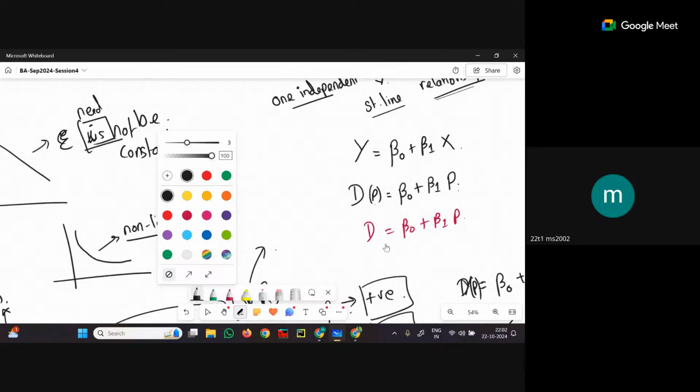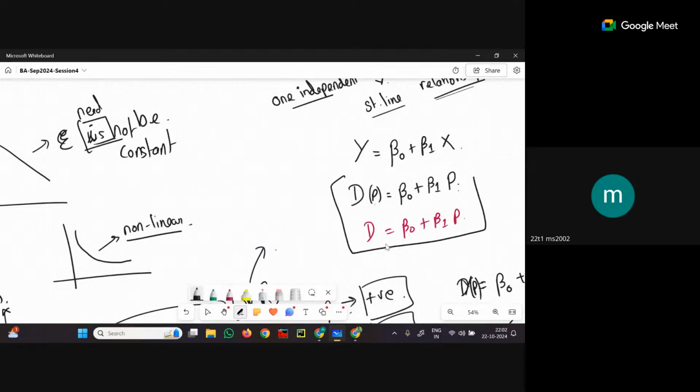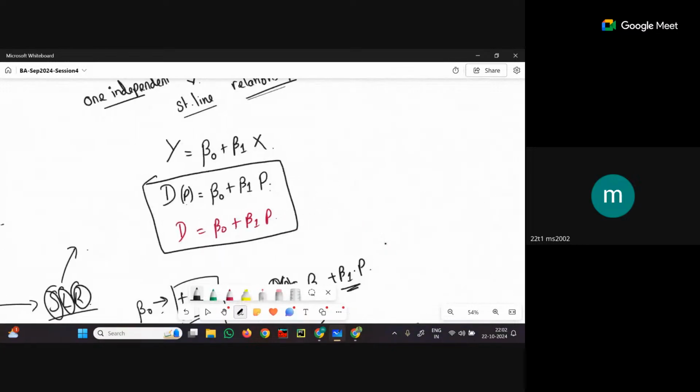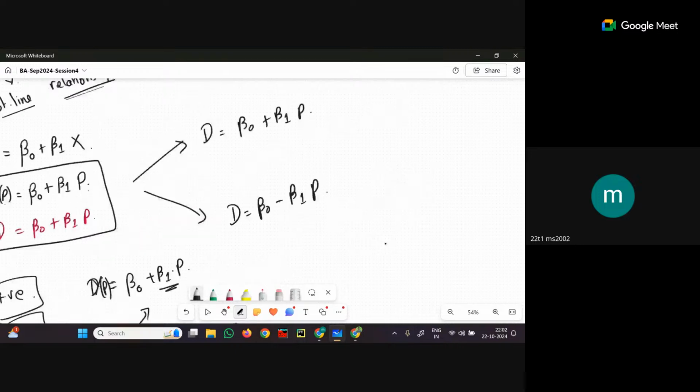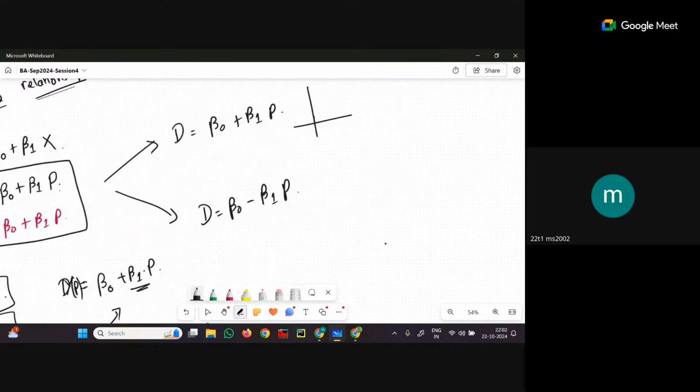So now this becomes your core concept. I'm going to model a demand response curve as a simple linear regression. So based on the data, the equations can either look like demand is equal to beta naught plus beta 1 into p, or it could look like D is equal to beta naught minus beta 1 into p. This regression line is for data which goes like this. This regression line is for data which is like this. This is p, this is D, this is p, this is D.